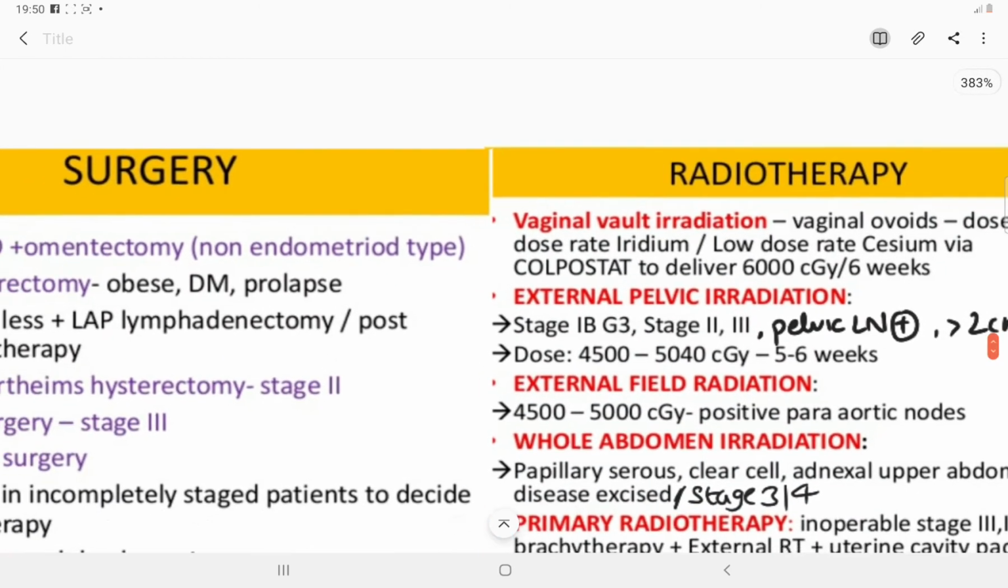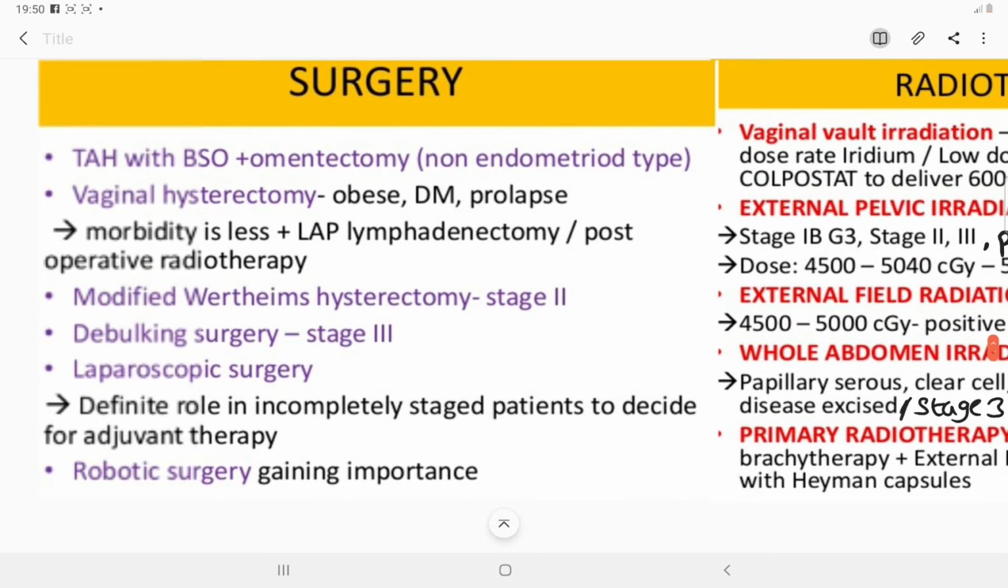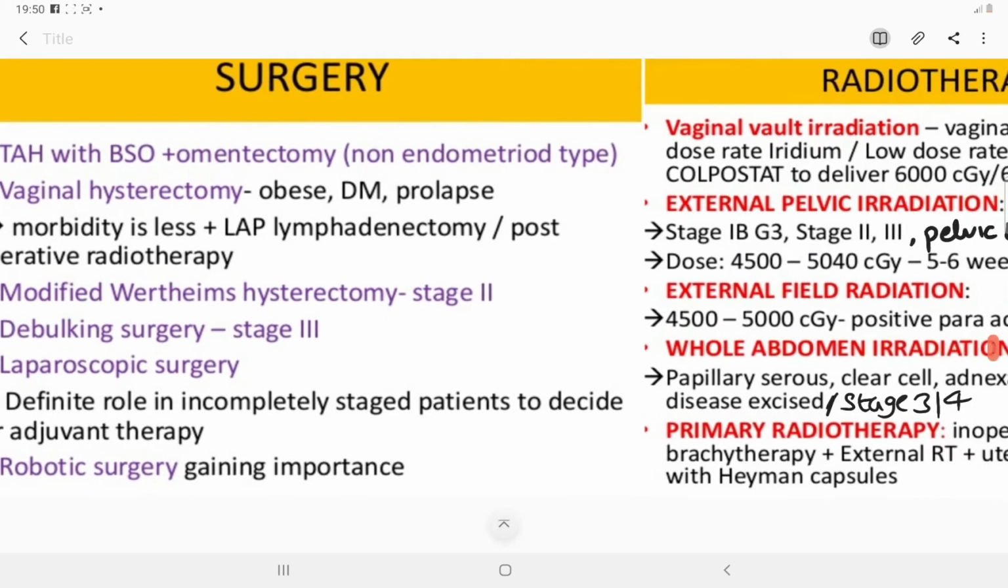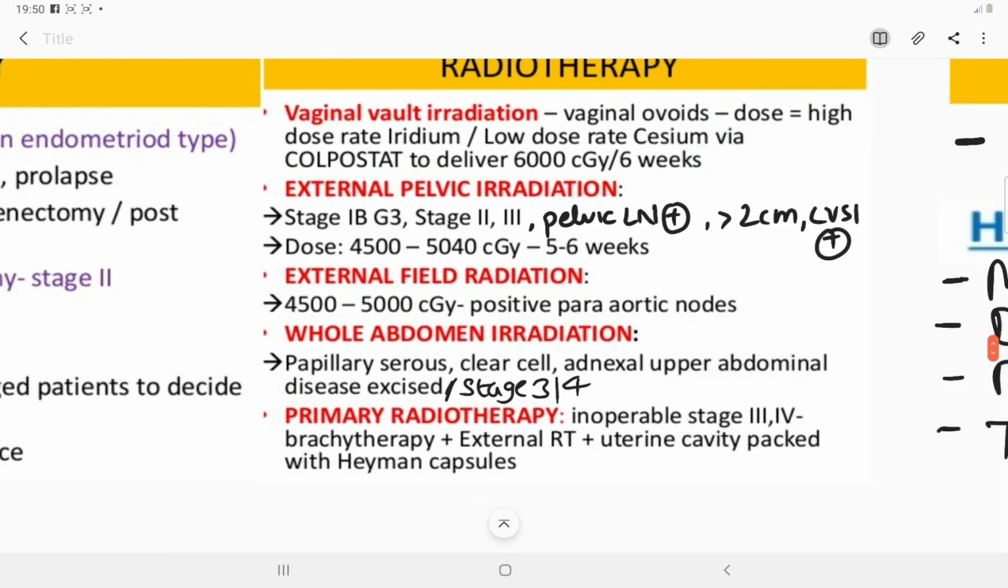Let's revise it quickly. As I told you, TAH with BSO plus omentectomy in type 2. Vaginal hysterectomy is also done in obese, diabetic patients or any prolapse patient, and post-operative radiotherapy is also given to these patients. Modified radical hysterectomy is done in stage 2. Debulking or cytoreductive surgery in stage 3. Laparoscopic surgery is also done in low or intermediate risk patients. And then we will discuss radiotherapy.